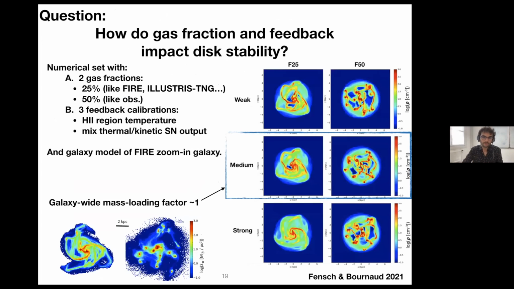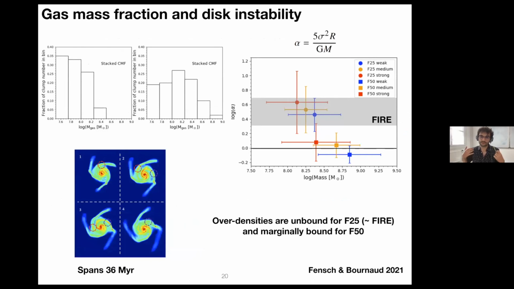So of course we have problems with the feedback, because that's a problem that we will all have for the next 50 years. It's very hard to calibrate the feedback. So our way to calibrate it is to use a galaxy-wide mass loading factor around 1, which corresponds to observations. And we see that for this feedback, our clumps are actually bound only for the gas-rich case. So here you have what we have for the gas fraction that corresponds to the FIRE simulation. So those clumps have a virial parameter which is above 1. They are unbound, and they are bound for the gas-rich case.